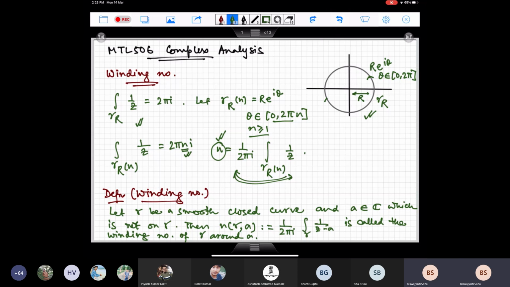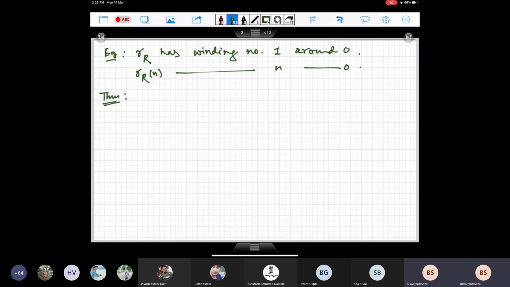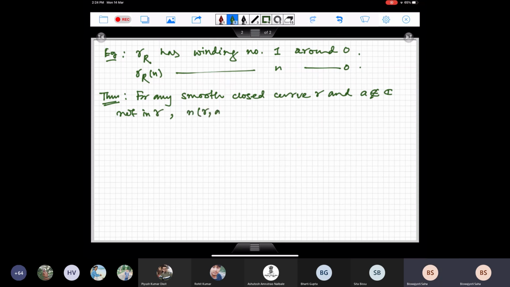So anyway, the first thing that I would like to prove is that this winding number is an integer. So for any smooth, or as I have already told you, piecewise smooth closed curve gamma, and a in C not on gamma, n gamma a is an integer. That's the first statement about winding number.